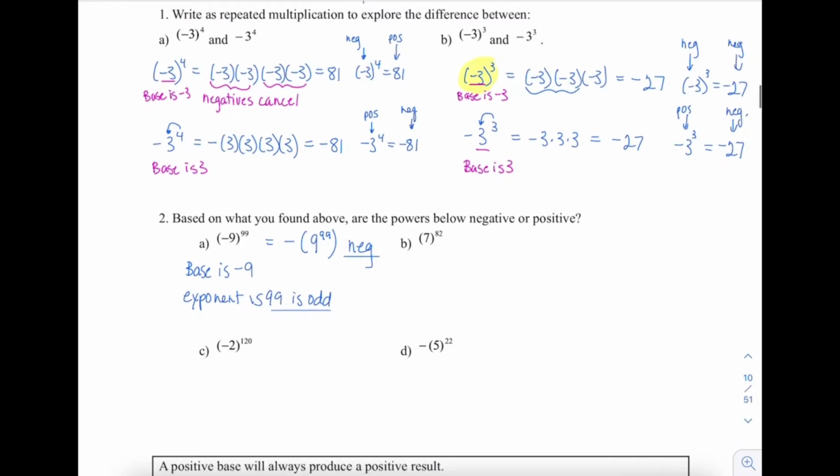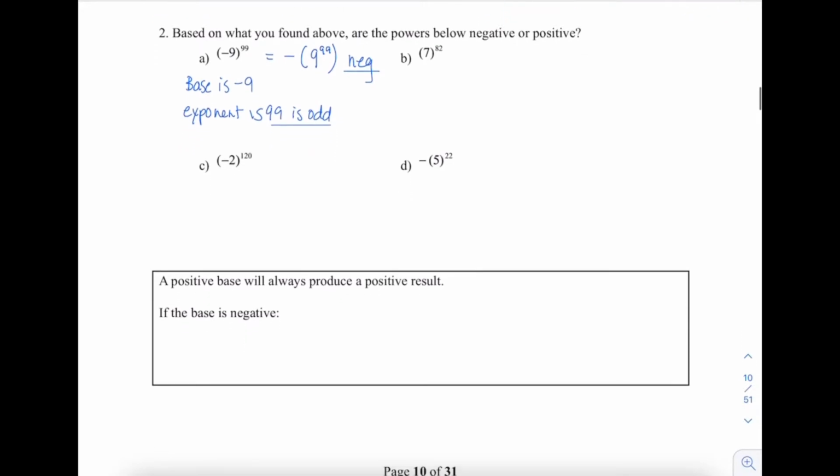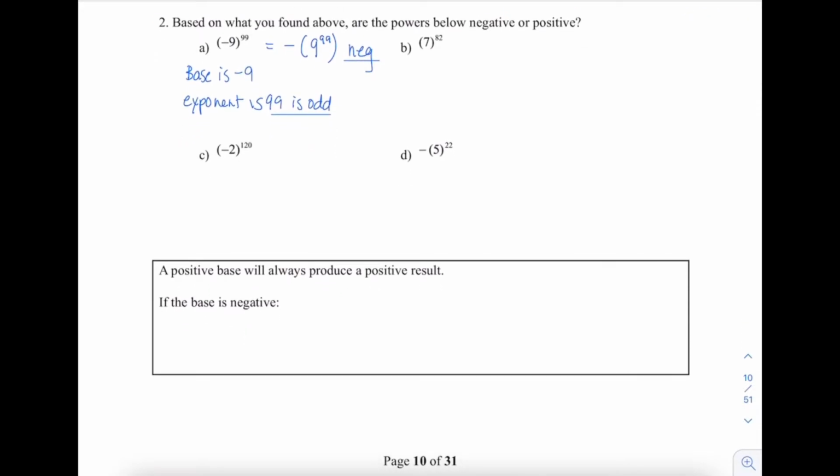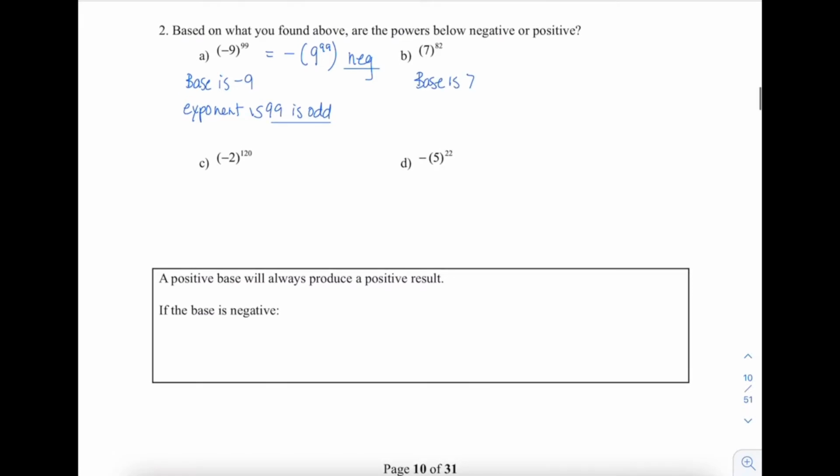Now in the next case, B, the answer is really easy because the base is positive. In fact, there's no negative here at all. So I know that my overall answer is going to be 7 to the exponent of 82, and it's going to be overall positive, because there are no negatives there at all.